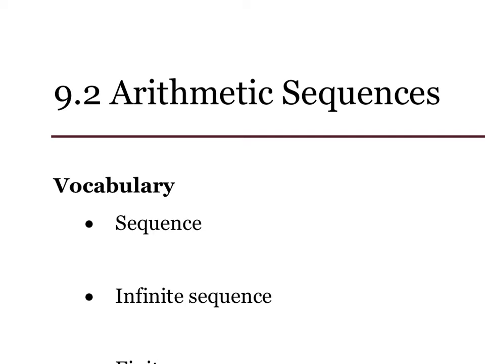We are starting in chapter 9, which is sequences and probability. There's a little bit out of 9.1, but the bulk of what we're doing today is out of section 9.2. So let's go ahead and get started with vocabulary. The first term is just the term sequence, and a sequence is literally just an ordered group of numbers.